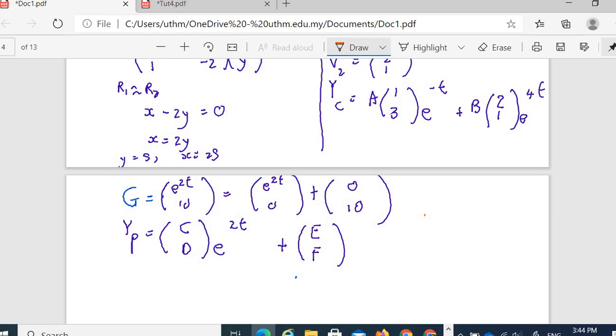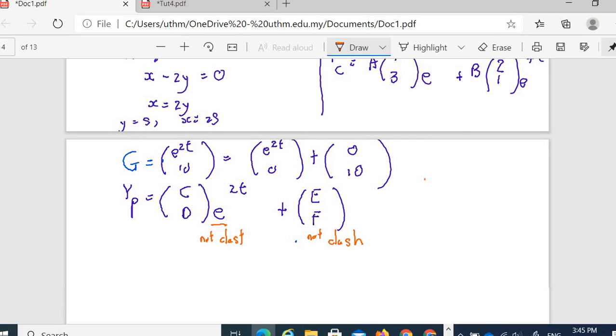After you choose the yp, you have to check. This is exponent 2t. This one is exponent negative t, exponent 4t. So this one does not clash. This is constant. Here we don't have constant, so also no clash. Is it okay?